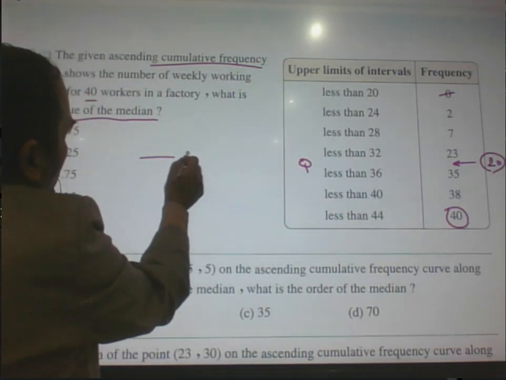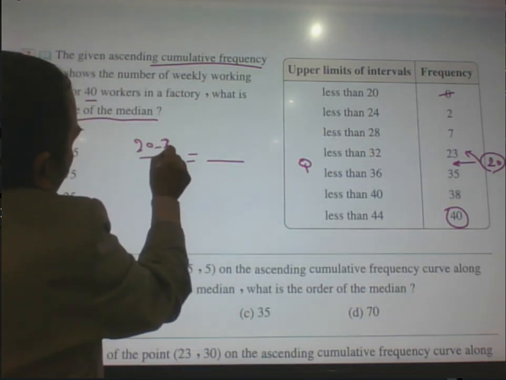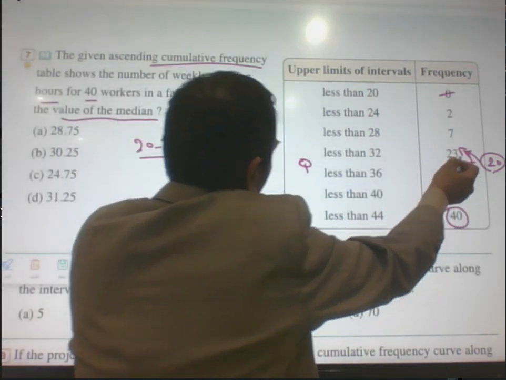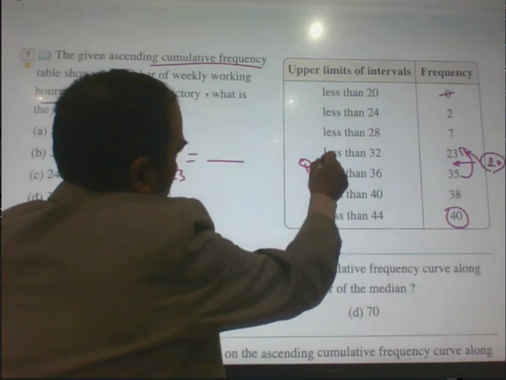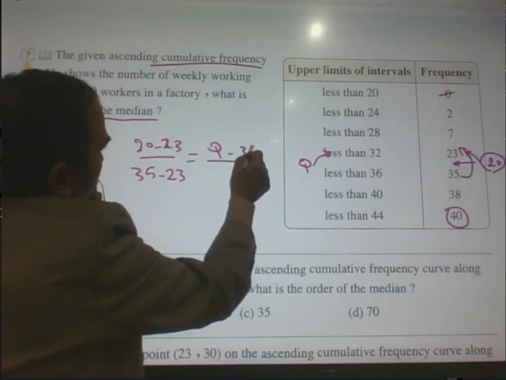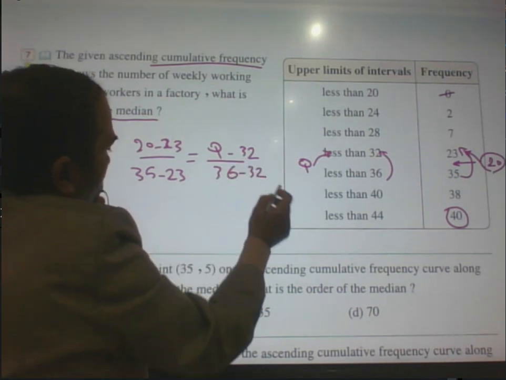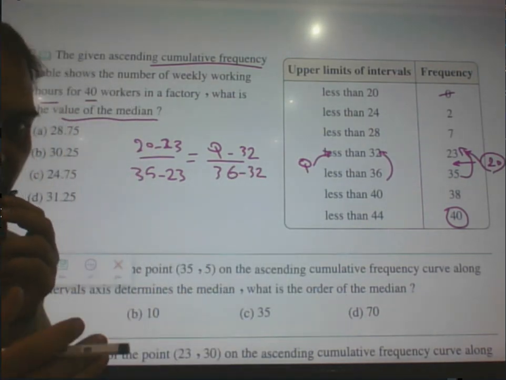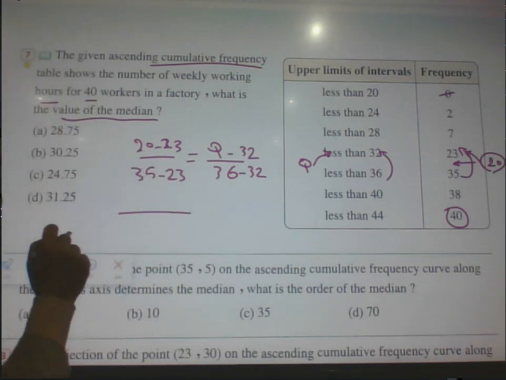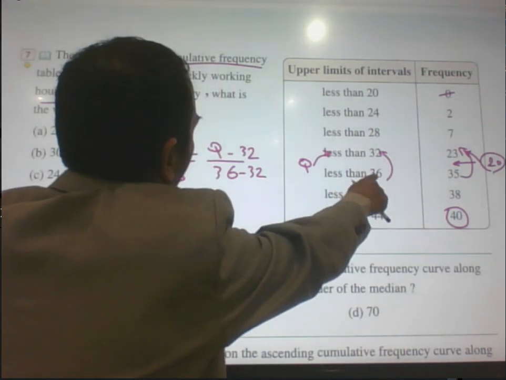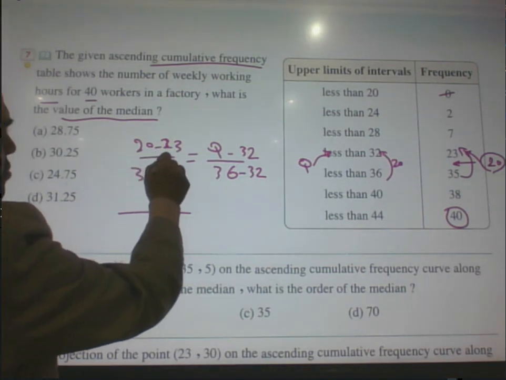Then the method. What is the method we can solve here? First, write 20 subtract 23, and 35 subtract 23. Right here, and Q subtract 32 over, who can tell me, 36 subtract 32. This is the method to find the value of the median directly by the algebraic method. And then 23, we have 20 and this number 32. Okay, we have 20 here and this number was 32.